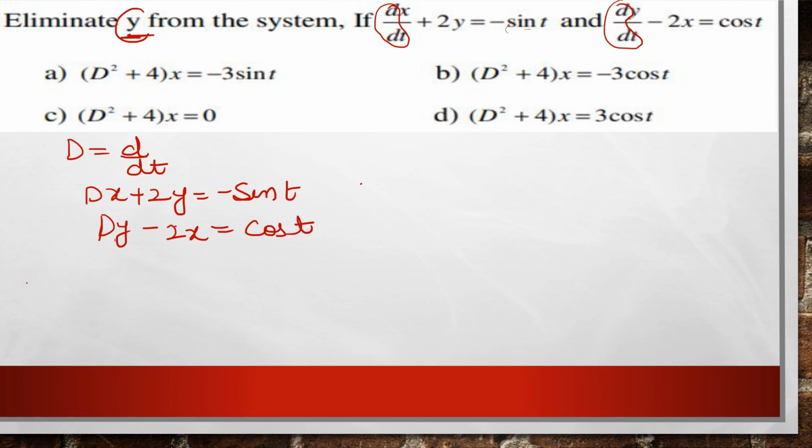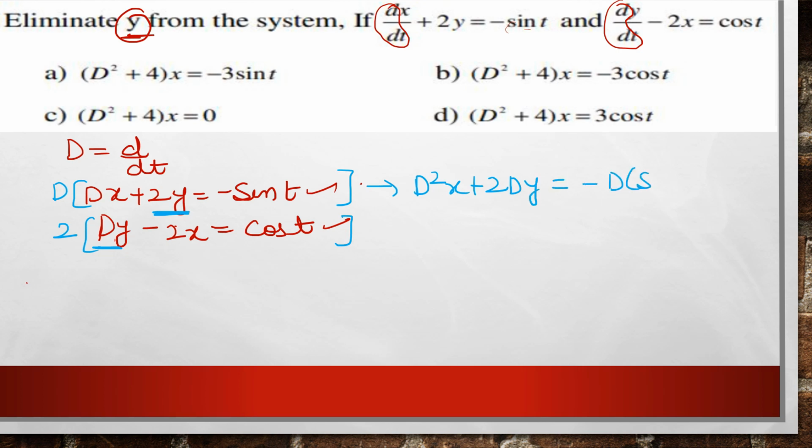Now we need to eliminate y. So I'll equate the coefficient of y in both equations. In this equation the y coefficient is 2, and here we have y coefficient D. So operate the D operator on both sides of this, and multiply this equation with 2, so that we have the same coefficient. So this will give you D square x plus 2Dy equals minus the derivative of sin t, and here you will get 2Dy minus 4x equals 2 cos t.